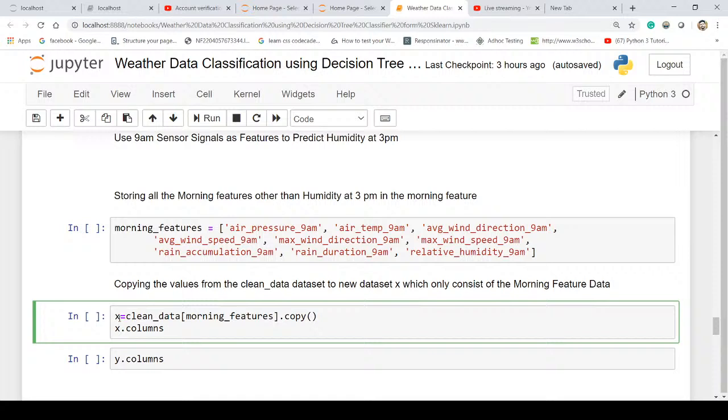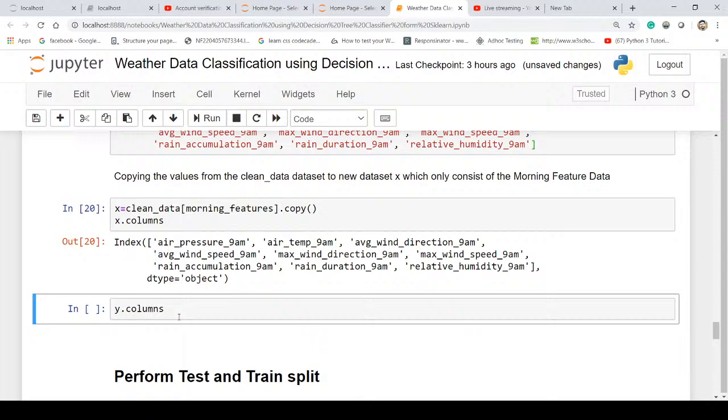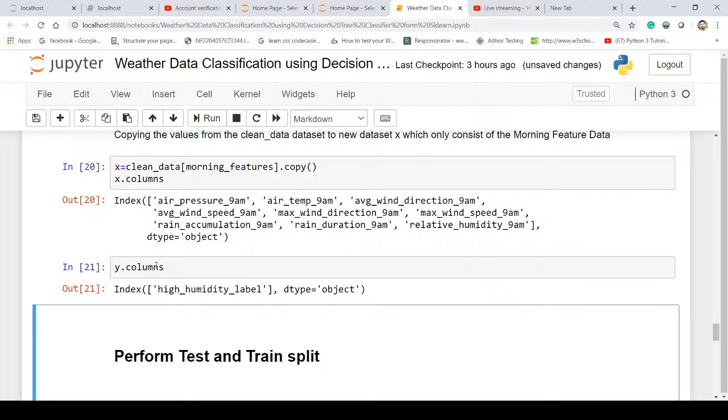I'm taking my new argument and passing it as morning features. If I run this code, I will get all these morning features, correct? My X column has all the morning features, and my y column has only the high humidity level, which is after 3 p.m., and these are all around 9 a.m., because these are the two external factors affecting my weather data classification problem.